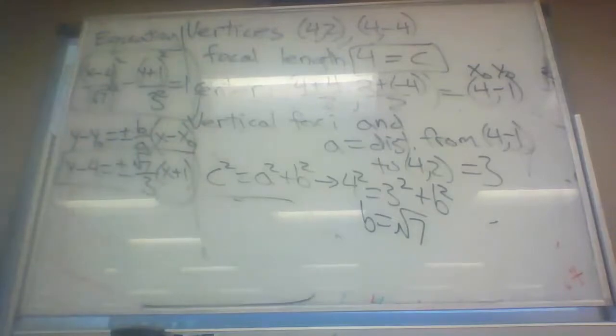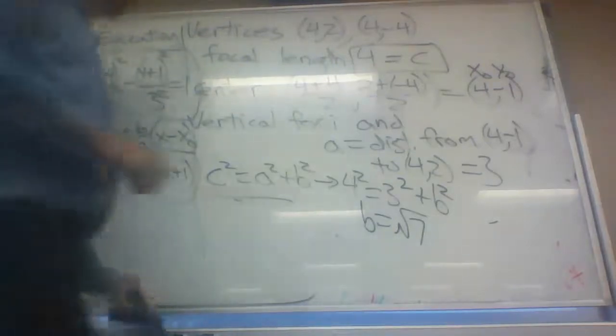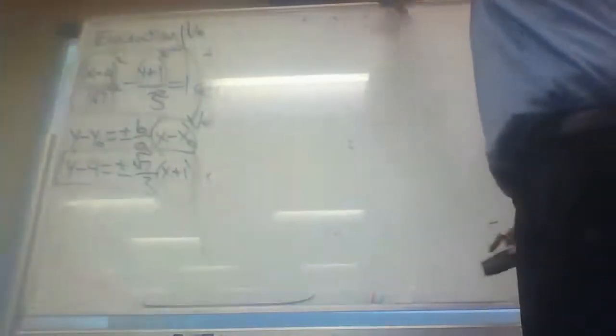So I've got y minus 4 equals plus or minus, see, b was square root 7, a was 3, x plus 1 here comes out. So there's the asymptotes to go with it. You have to translate the asymptote equations too.